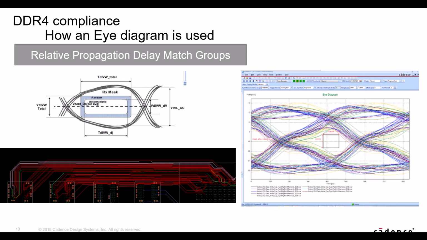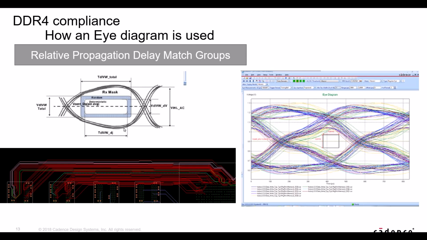Relative propagation delay is basically saying that all those things should be the same relative length, and in this example, they are not. Clearly, some are shorter, some are a lot longer. What that does is it causes the propagation delay, or the amount of time it takes those signals to get from the driver to receiver, to be completely different.